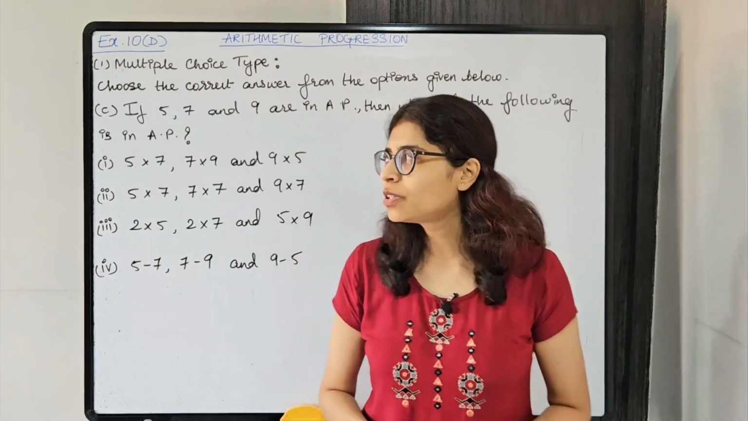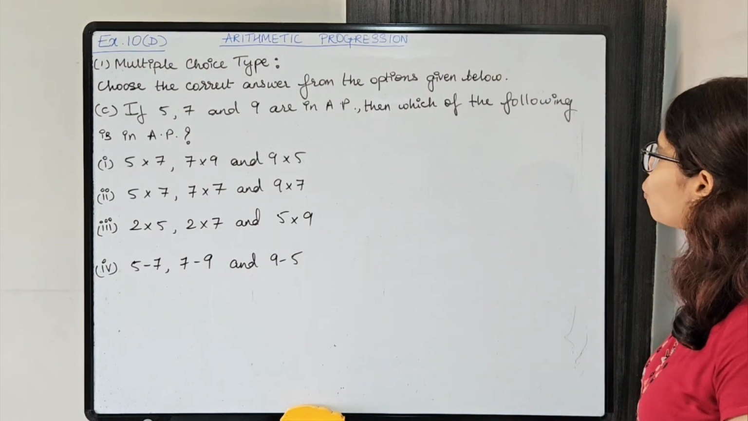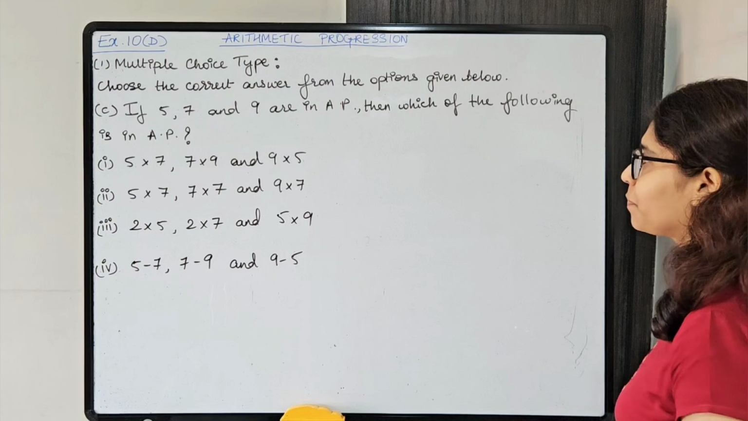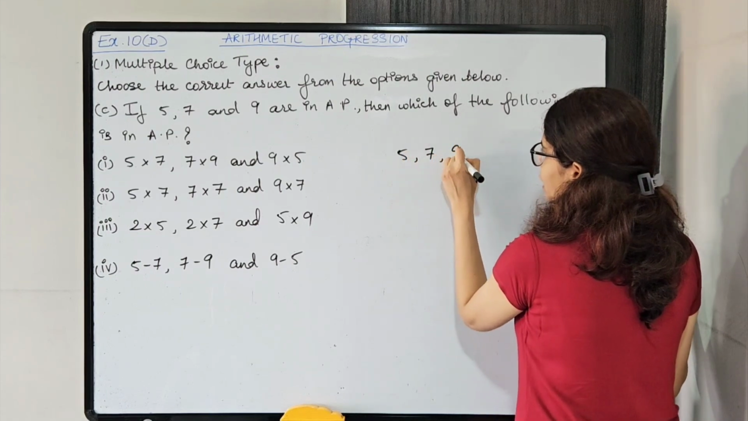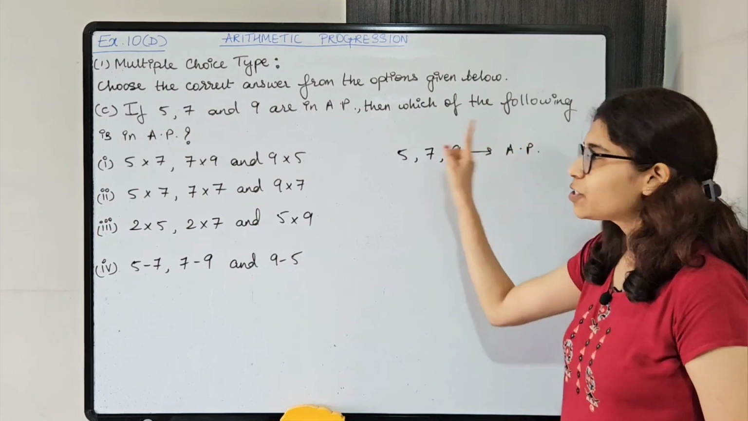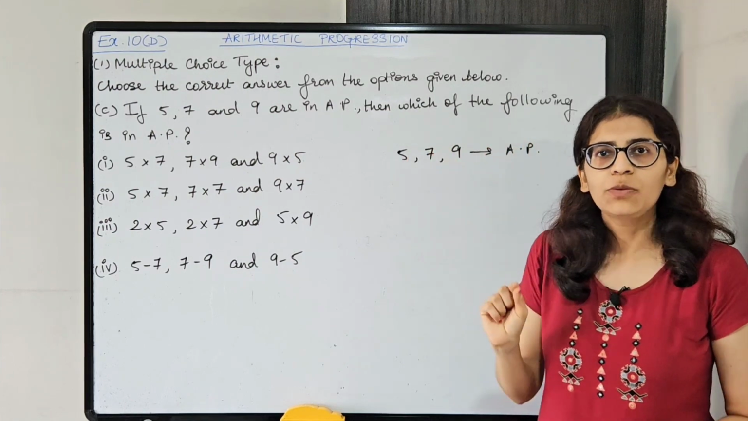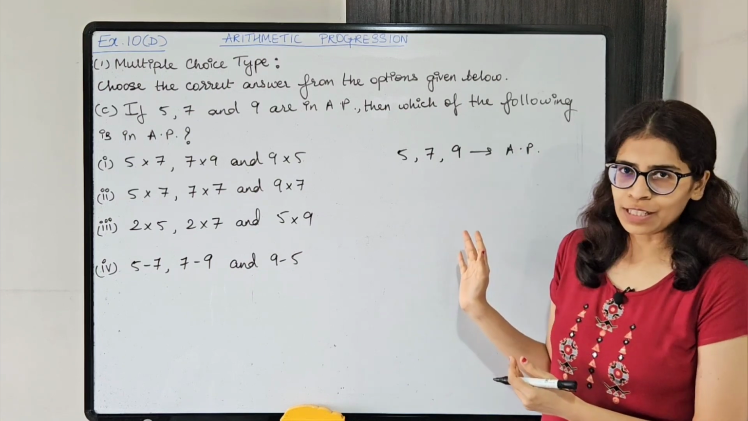Last MCQ. See, if 5, 7 and 9 are in AP, then which of the following is in AP? You are given the AP 5, 7 and 9. These three numbers are in AP. The question is based on some property which we did in introduction video. So let's go through the property once again.